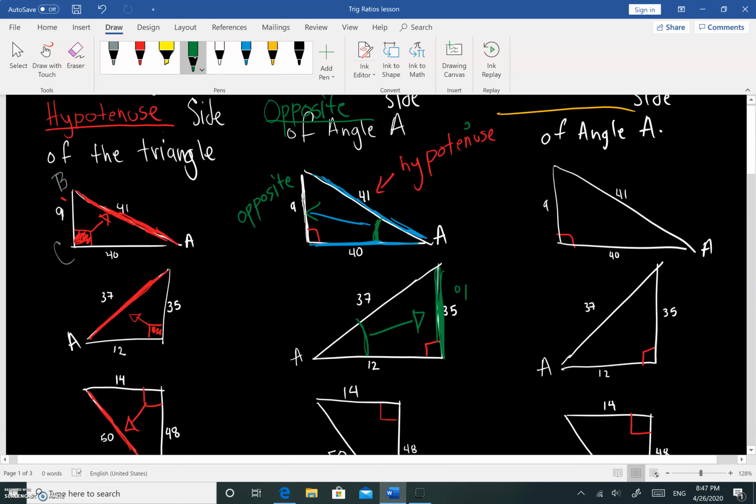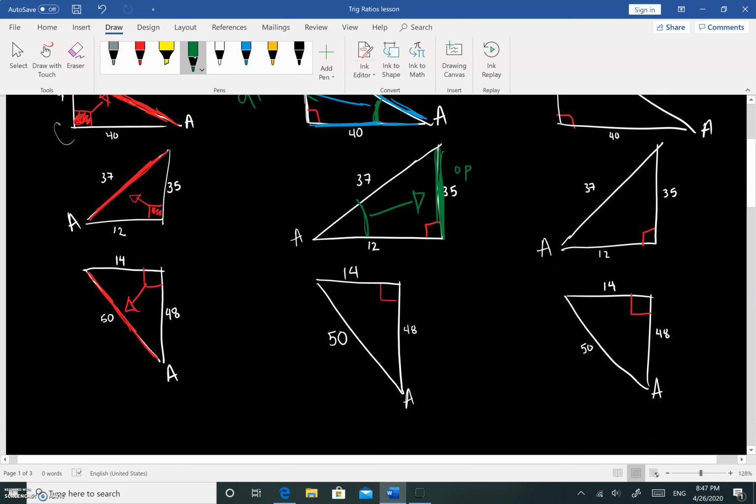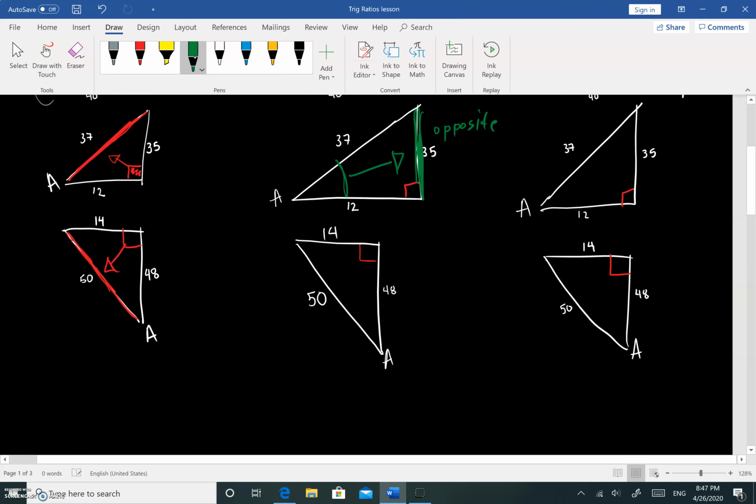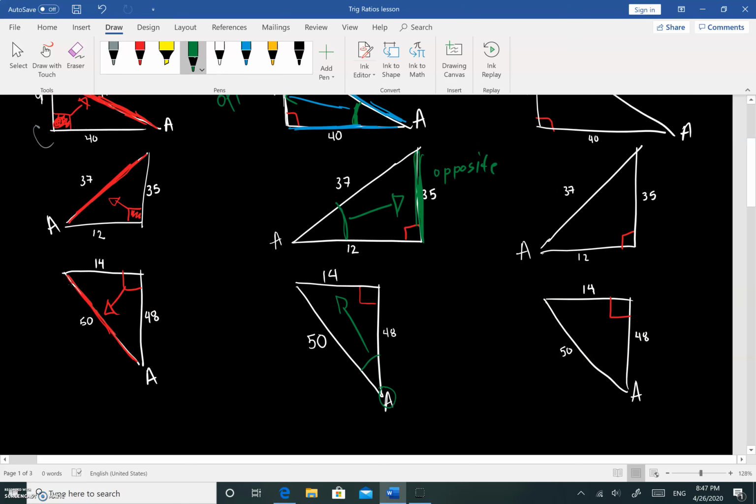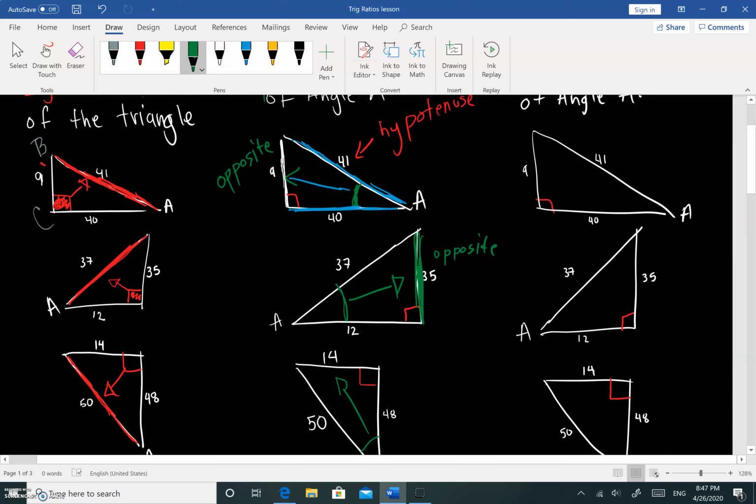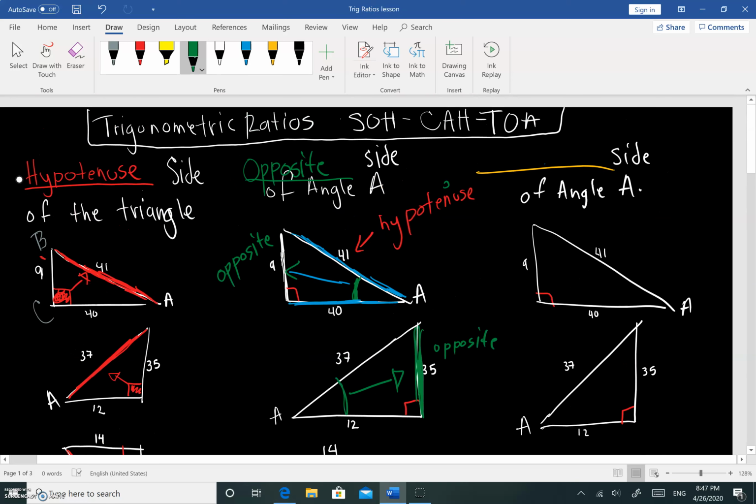Opposite. And then my last problem, we have angle A here. So therefore my opposite is going to be 14. Okay, so now let's go over the last one. The last one is going to be known as the adjacent side.